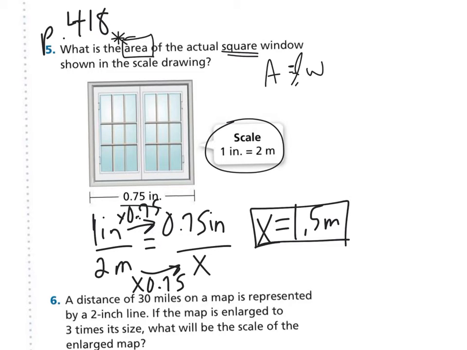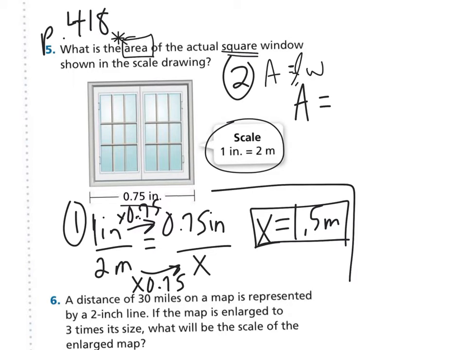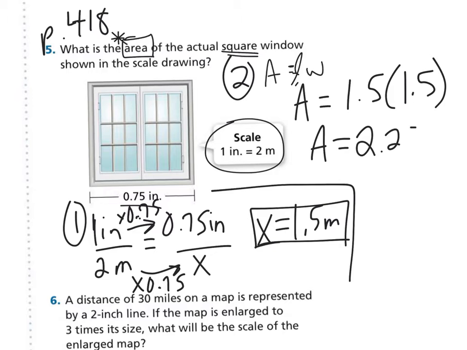Since we do have a square window here, length and width are both going to be the same. So once we get that, we can move on to our second step up here, which would be the length and the width are the same. So length times width is our area. So 1.5 times 1.5, which is 2 and 25 hundredths, 2.25 square meters would be the area of the window.